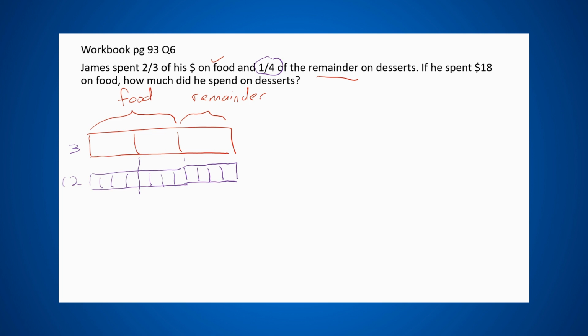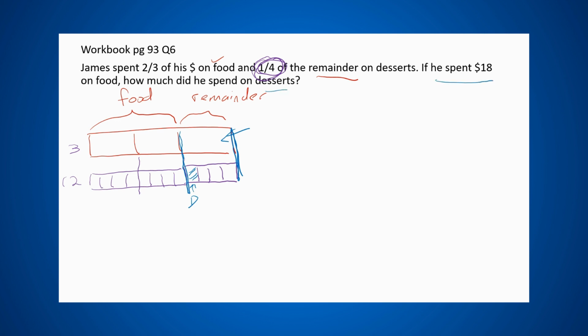Okay, so now they say 1/4 of the remainder. Let's take a look. Remainder is here. Okay, this is the remainder. And they say 1/4 of the remainder is spent on desserts. So from here, this is spent on dessert. Let me use D to denote dessert. So this is spent on dessert. Okay, then now read the next sentence. He spent $18 on food. How much did he spend on desserts?